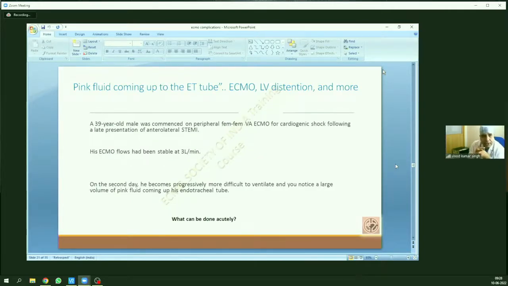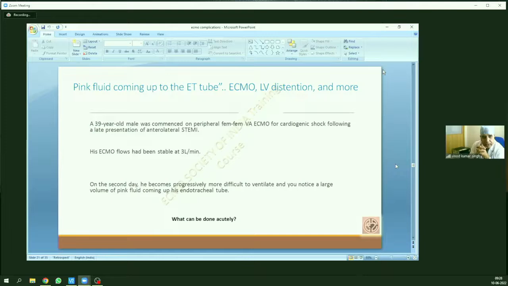Now the second situation arises: you are putting a patient on ECMO and you find that the patient's endotracheal tube is coming with a pink fluid. That means the patient has pulmonary edema, is not able to ventilate, and is getting a pulmonary edema like picture, with pink fluid coming from the endotracheal tube.